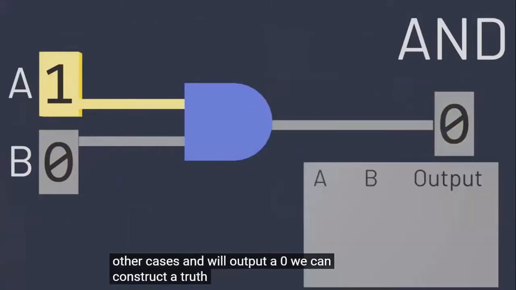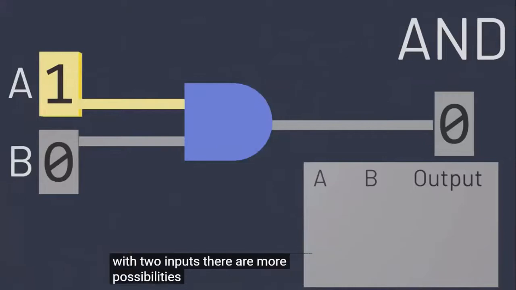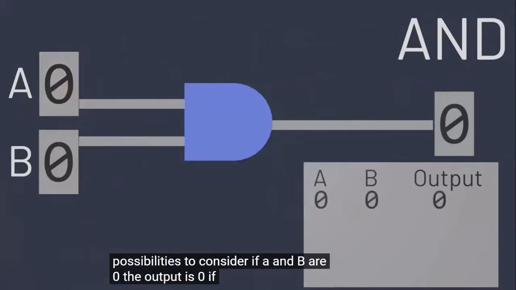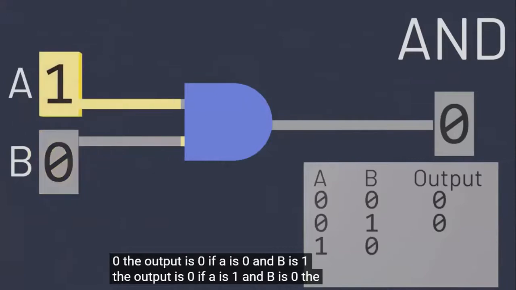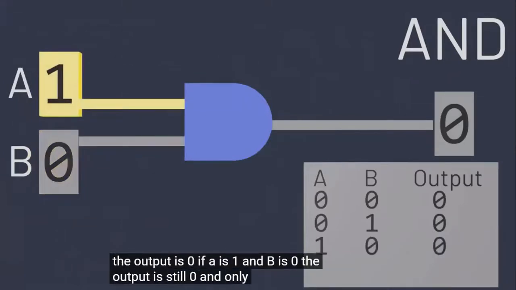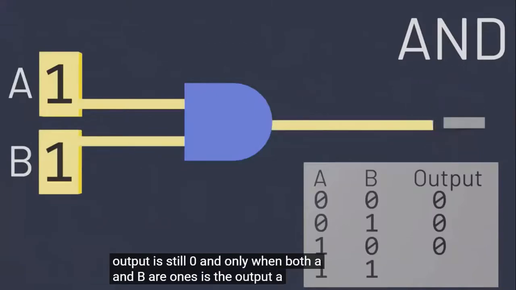We can construct a truth table here too. This truth table is a bit bigger, since with 2 inputs there are more possibilities to consider. If A and B are 0, the output is 0. If A is 0 and B is 1, the output is 0. If A is 1 and B is 0, the output is still 0, and only when both A and B are 1s is the output a 1.